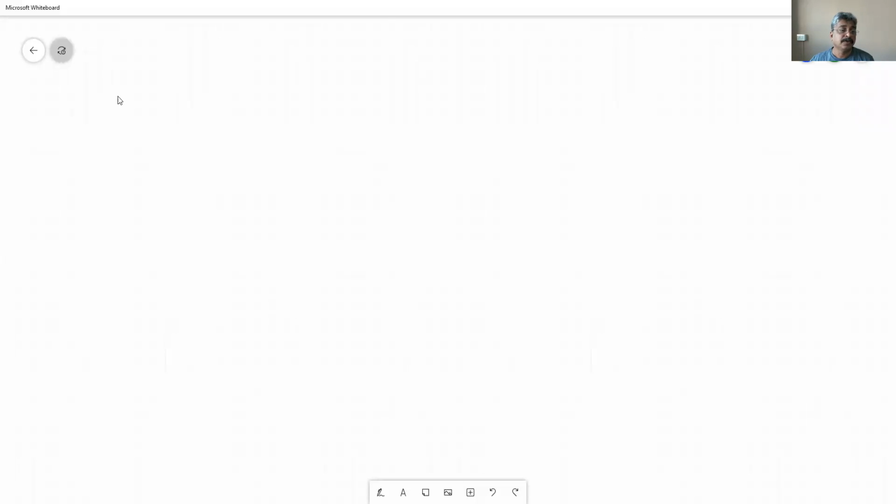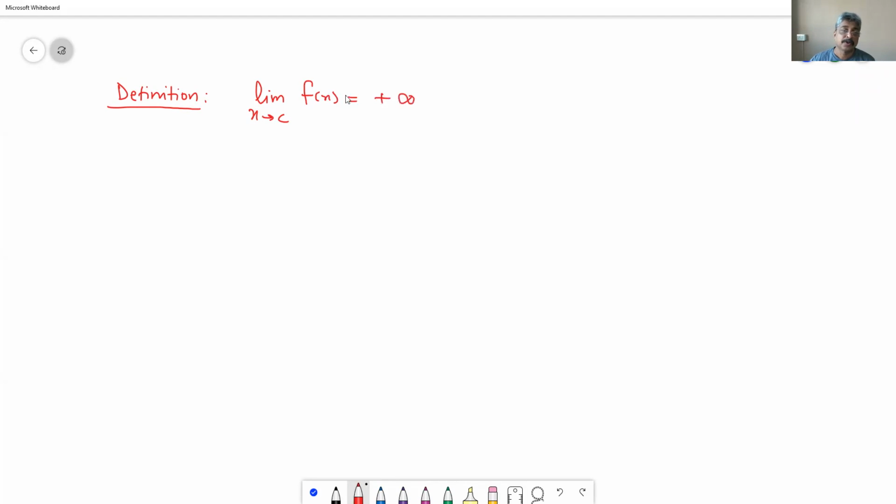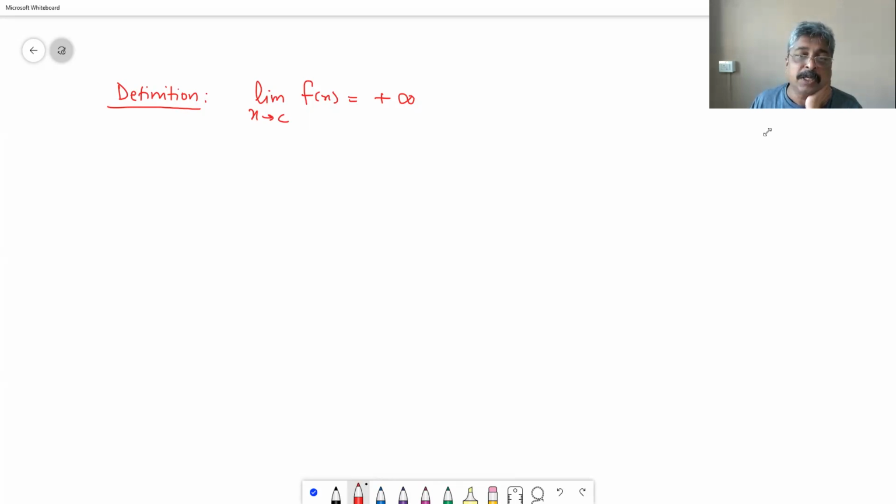Let us write the definition of limit as x tends to c of f of x is equal to plus infinity. Having written the definition of limit as x tends to c of f of x is equal to L, what changes do we need to make in the definition of limit if the limit is tending to plus infinity? And how will the graph of the curve look?